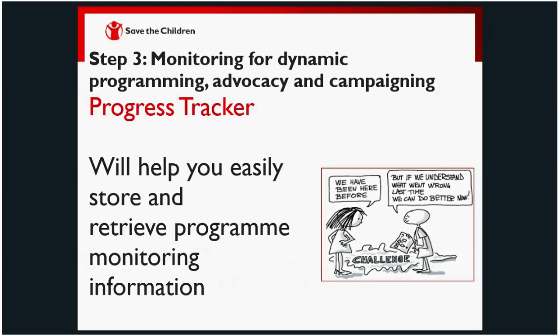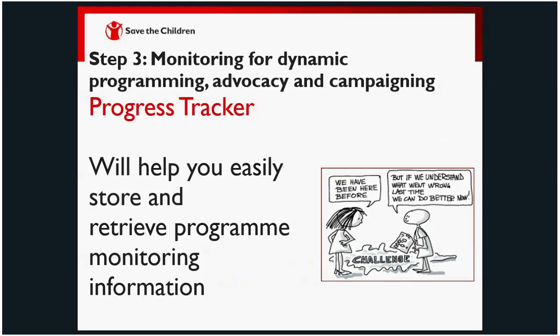Essentially, teams should not rely on institutional memory, should not rely on remembering actions and results that have taken place 3, 4, 6 months ago. So the progress tracker will help you easily store and retrieve program monitoring information. It should be implemented on a very regular basis, so we don't lose that very important information on results, on progress, and on those intermediary changes that we are bringing about.